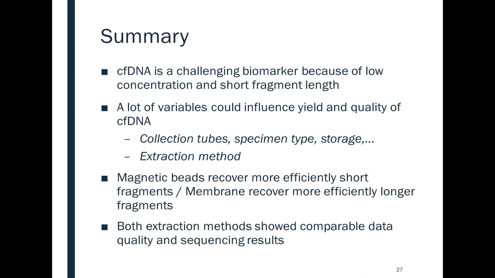Can I use any nucleic acid isolation kit for cfDNA extraction?